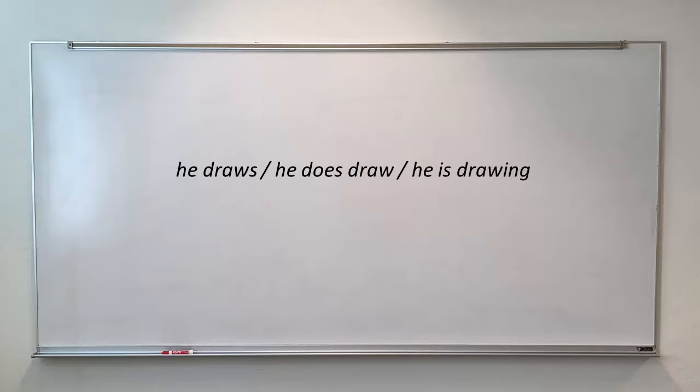Okay, here's the next one. He draws, he does draw, he is drawing. How do you say that in French? One form. That's it. He, remember, is il, and then the form is dessine. Il dessine. Did you get the ending right?